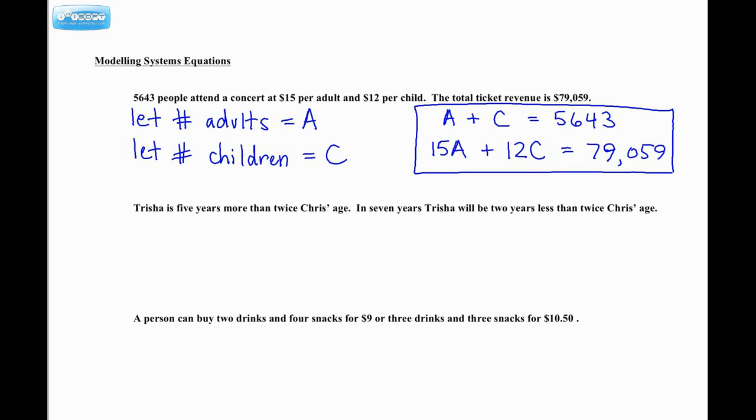Trisha is 5 years more than twice Chris's age. In 7 years, Trisha will be 2 years less than twice Chris's age. Now, that seems ridiculously complicated, and to try and solve that just by riddling numbers out in your head, well, I would get frustrated very quickly. Okay? So this is how creating a system and modeling things mathematically can make this, which seems quite ridiculously complicated, actually quite easy.